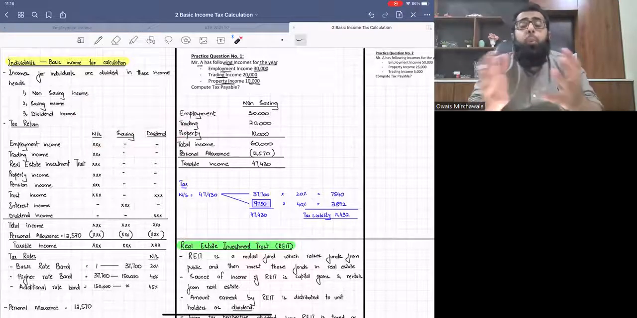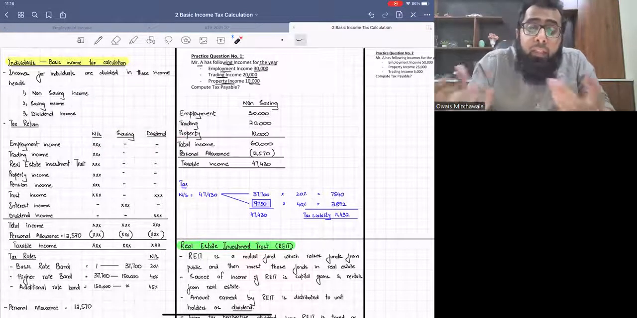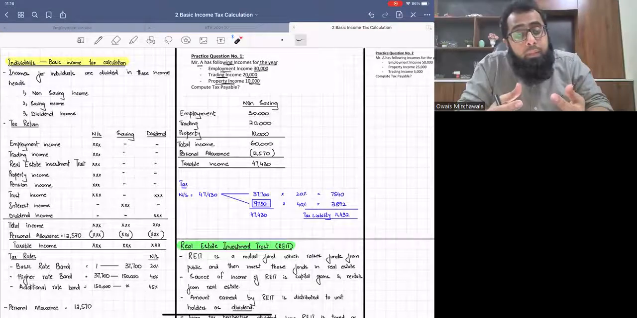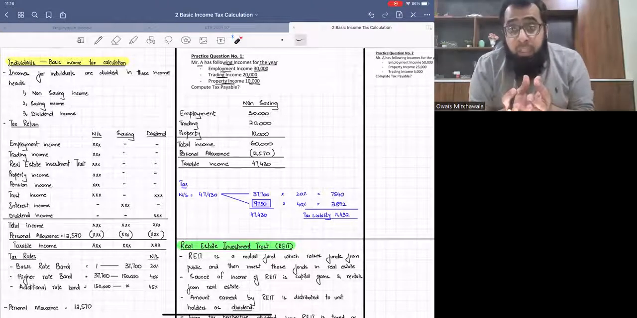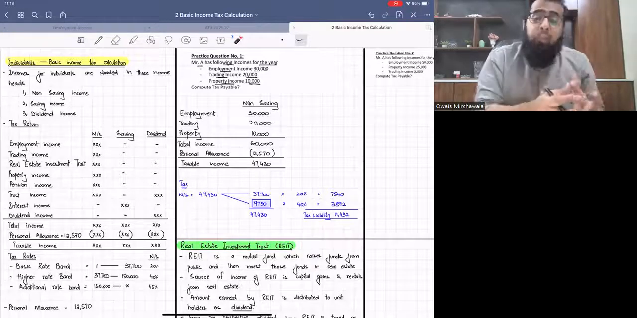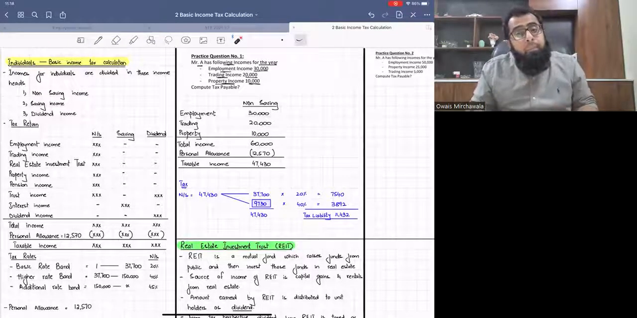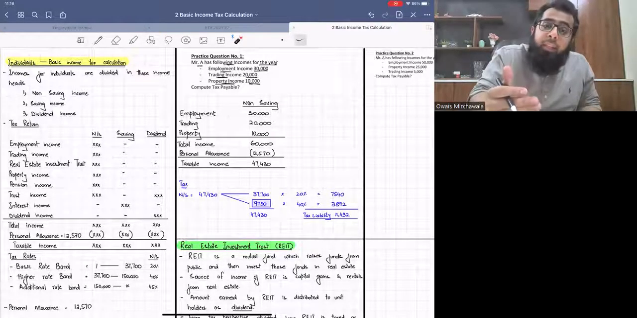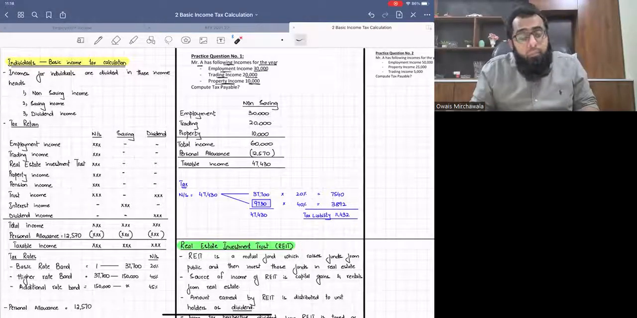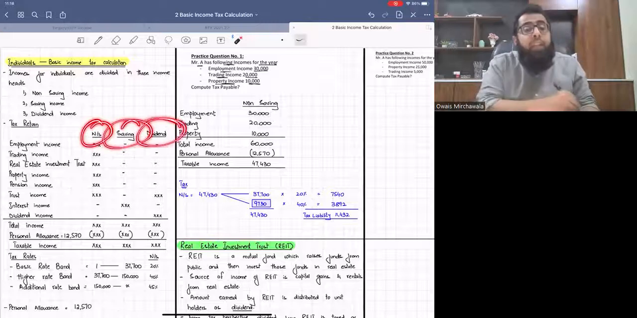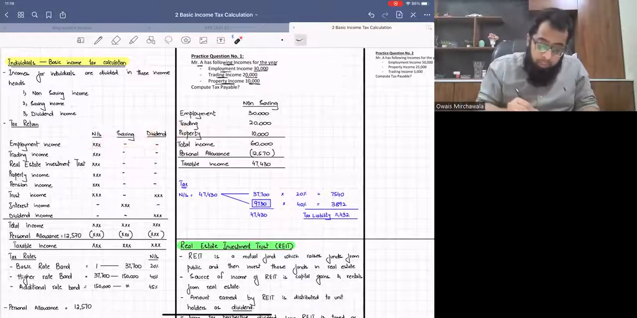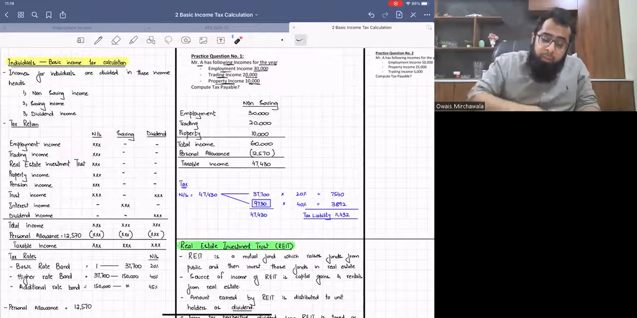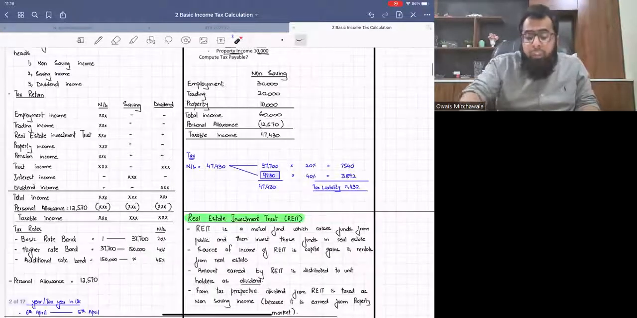Now, you must be thinking that why the incomes are divided in three heads. What is the reason of doing this? Because the tax department wants to define separate tax rates for each head of income: non-saving, saving, and dividend. Employment income, trading income, real estate investment trust. Don't get worried about them. We will study each of the income in detail.